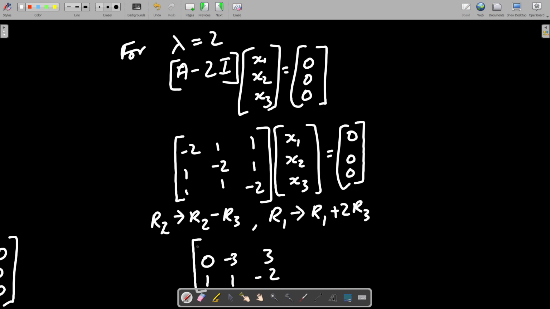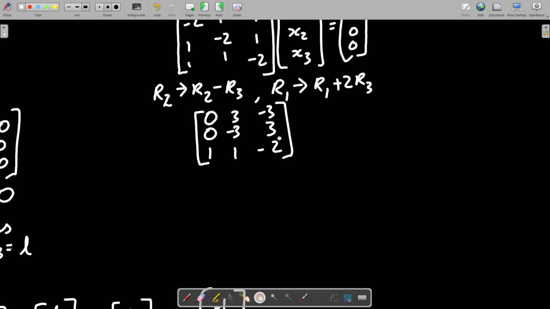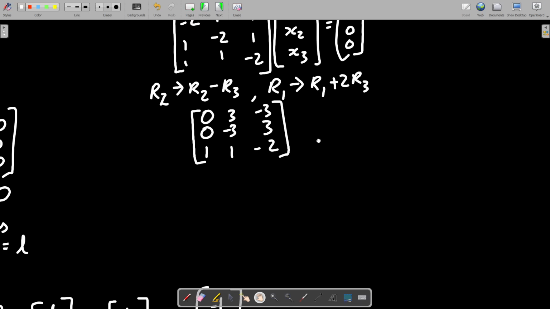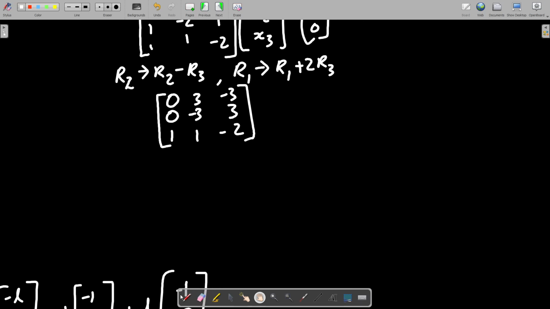Subtracting, plus 2, adding plus 2 over here will give me 0. 2 times this will give me plus 3. And this will be minus 4. No need to write x1, x2, x3 again. We'll just save our time.